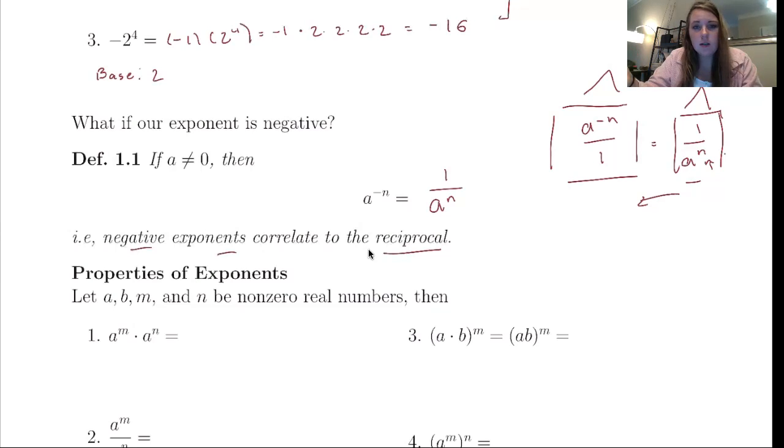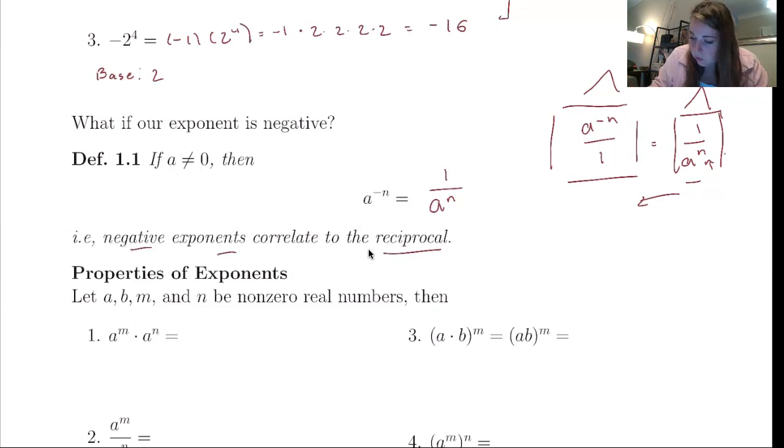Anything else I wanted to say on that? The reason that a cannot equal 0 is that 0 raised to any power is 0, and I can never have 0 in the denominator because I can't divide by 0. If you have an iPhone, ask Siri what 0 divided by 0 is, and she'll give you a funny answer.